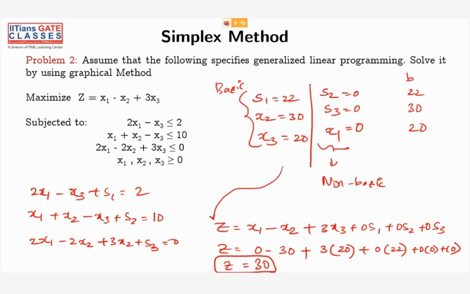So Abhishek, that's the end, because you can see that CJ minus ZJ values are either zero or negative. So there is no profit at all. Then you stop the iteration. That's it.